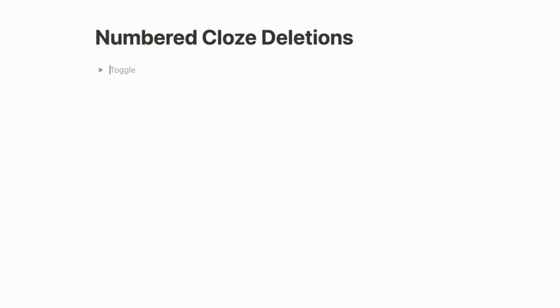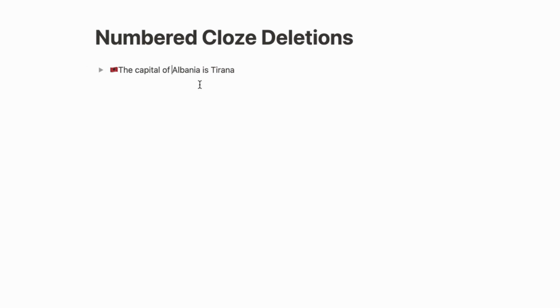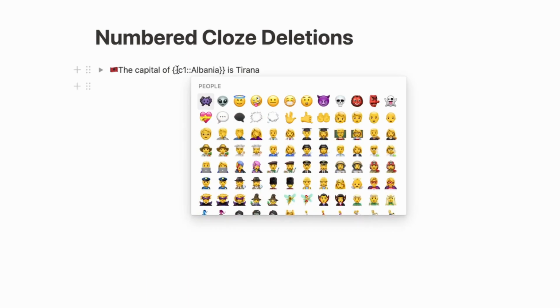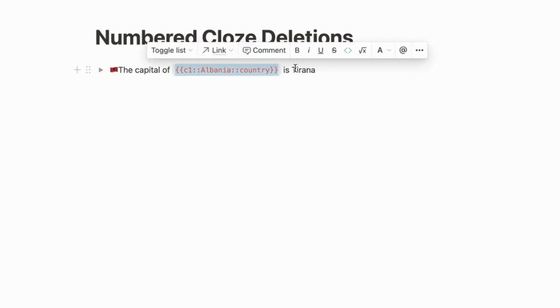So here we're going to create the toggle where we're going to use the Albanian flag and we're going to say the capital of Albania is Tirana. And what we want to do is group these two, so Albania and Tirana. So what we're going to do is use the curly brace C1 colon and close it there. We can also optionally add a hint, which we can just do right now, and then mark this and then hit Command E.